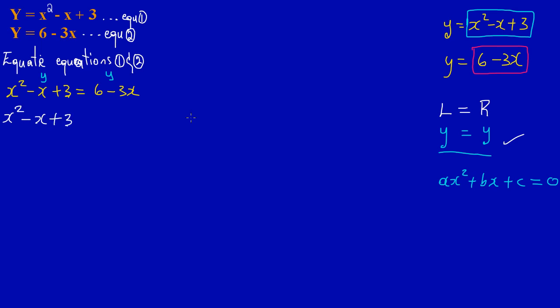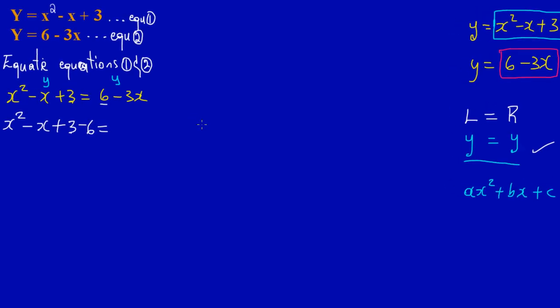Now here I have a positive 6, okay? Now when this positive 6 comes over, since it's positive 6, I must do the opposite of that, which is to subtract 6 from both sides. So what I do to one side, I must do to the next side of my equation. So I'm going to subtract 6 from both sides, okay?